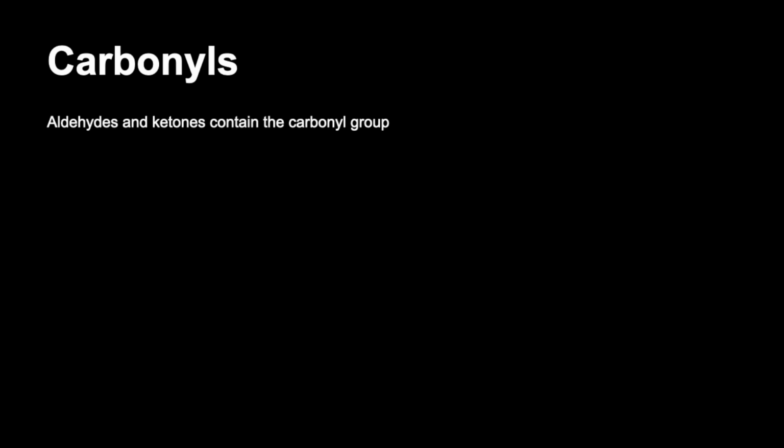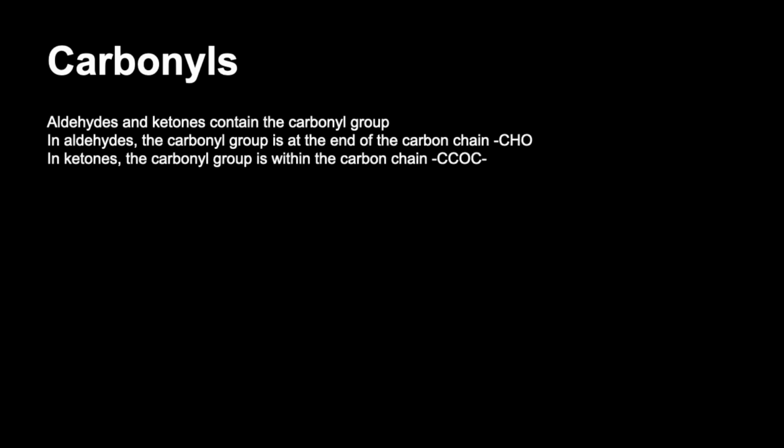So aldehydes and ketones contain the carbonyl group, that's a C double bond O. In an aldehyde, the carbonyl group's at the end of the carbon chain. So on that end carbon, you've got the C double bond O and also a hydrogen attached to the carbon. Whereas in a ketone, the carbonyl group's within the carbon chain. So either side of a carbon, you've got the C double bond O attached.